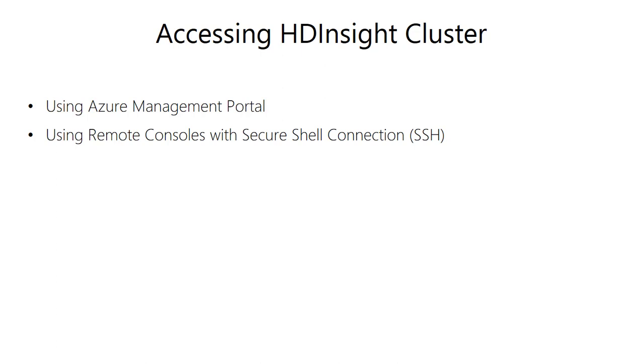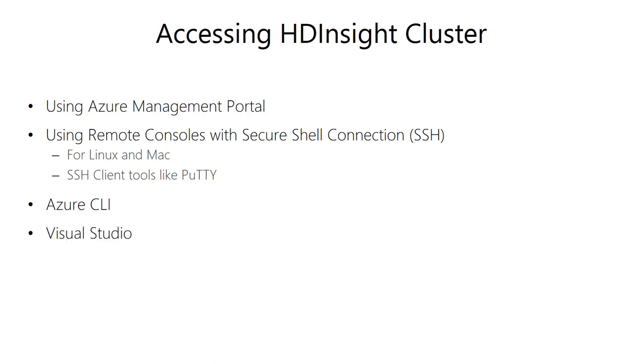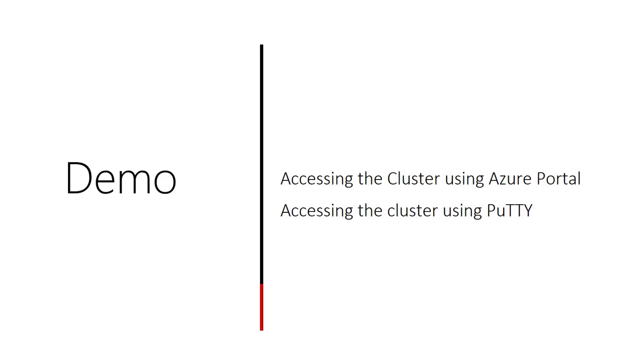You can use remote consoles for connecting and accessing your cluster. It needs an SSH user. For example, if you want to access your cluster using a tool called PuTTY, you have to get the host name and use the SSH user and the password for connecting with your cluster. Let's see how we can connect with the cluster using PuTTY in the next demonstration. In addition to that, we can use Azure CLI, Visual Studio, or PowerShell for accessing the cluster. Let me show you the way of accessing the cluster created using Azure Portal and PuTTY.